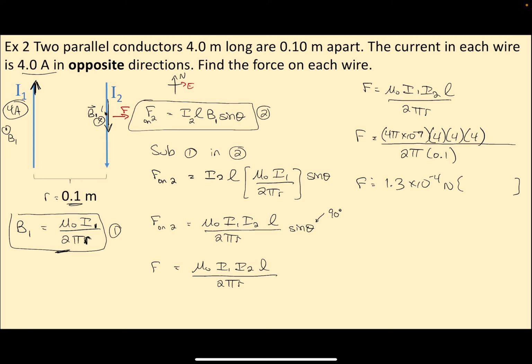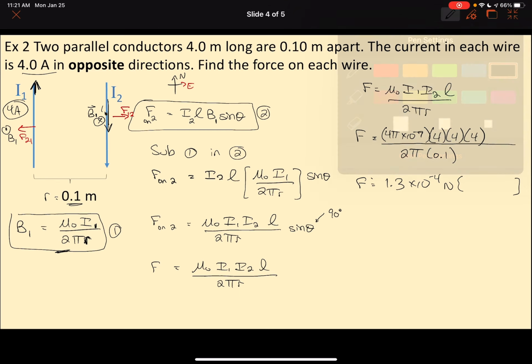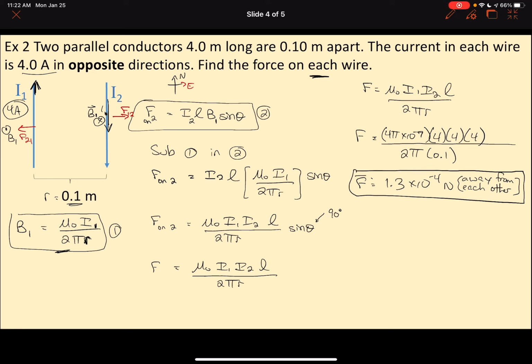By Newton's third law, this is the force that 1 puts on 2. The force that 2 puts on 1 then is in the exact opposite direction. So these two wires are pushing each other away. You could say away from each other. So the force on each wire is that magnitude, and they're pushing away from each other. Wire 2 is pushing 1 away, and wire 1 is pushing 2 away. And that's it.